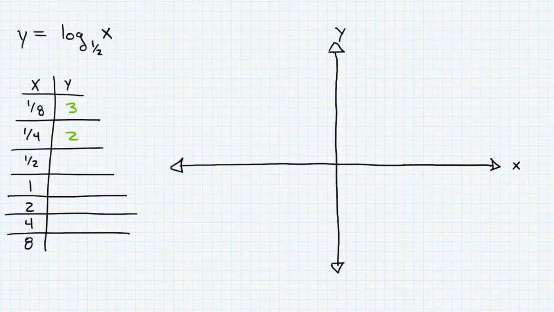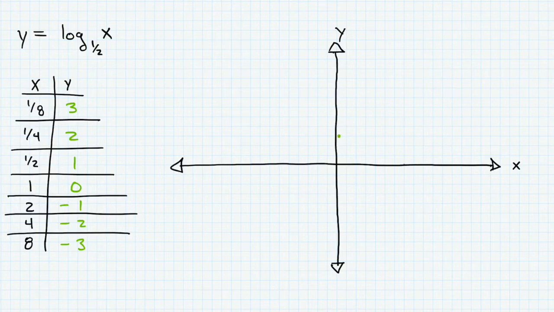1/2 to what power is 1/4 is 2. 1/2 to the power of 1 is 1/2. 1/2 to the power of 0, because anything to the power of 0 is 1. 1/2 to the power of -1, it flips. So that's why it's 2. 1/2 to the power of -2 is 4, and 1/2 to the power of -3 is 8.